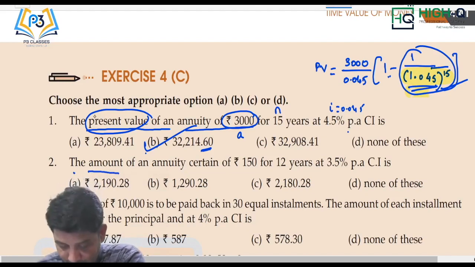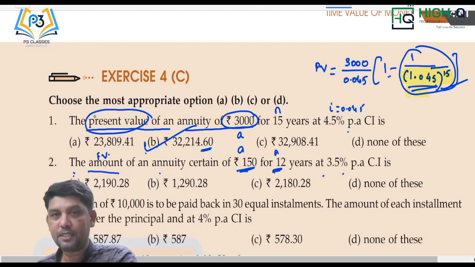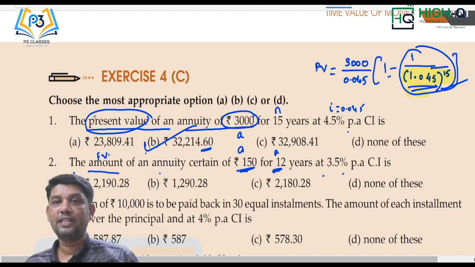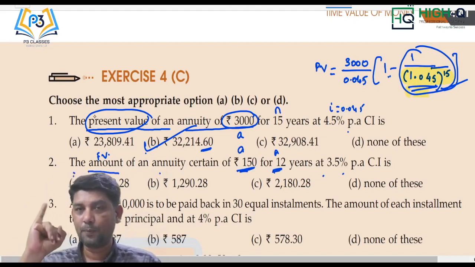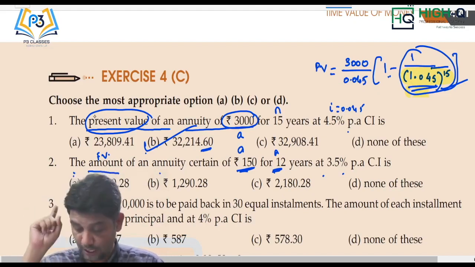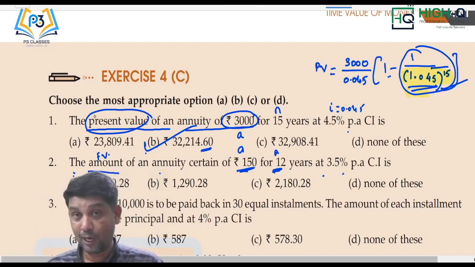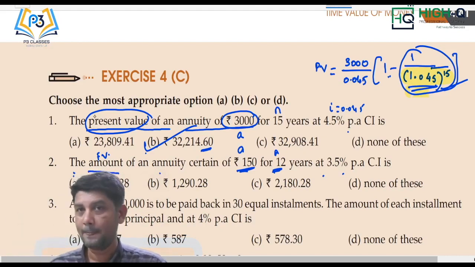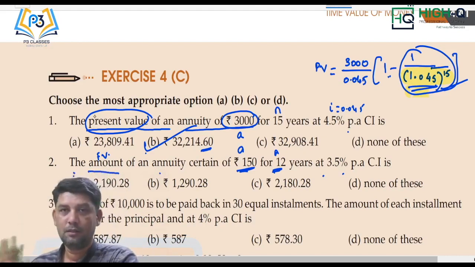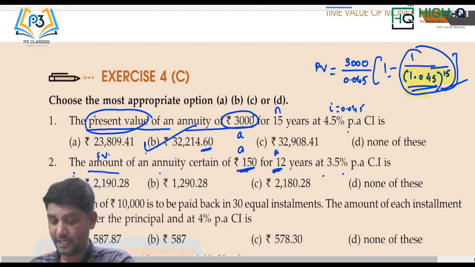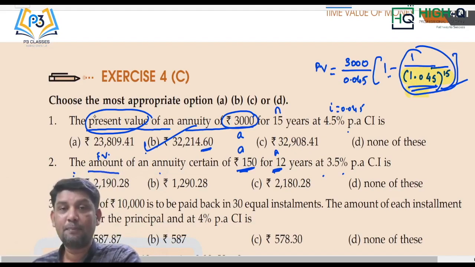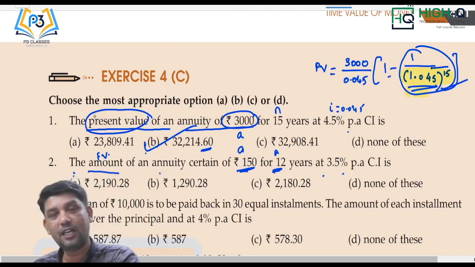Wait, my dear. The amount means I'm going to find the future value of an annuity. A is 150 rupees for 12 years, so N is 12 years, with 3.5% per annum compound interest. So the three thumb rules, as I told you: whether the problem is based on future value or present value. Yes, sir, amount is given, therefore it is future value. Then 150 rupees, 12 years, so the number of years is 12. The interest is calculated on an annual basis, so N remains the same and I remains the same. Then what about the type of annuity, sir? Nothing is mentioned about the type of annuity, therefore it is a regular annuity only.